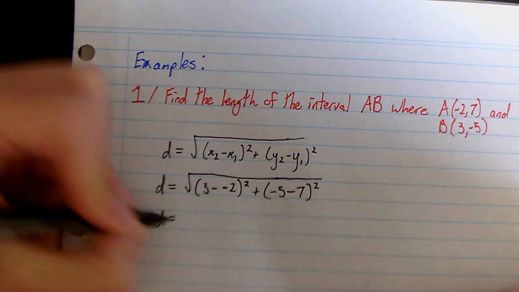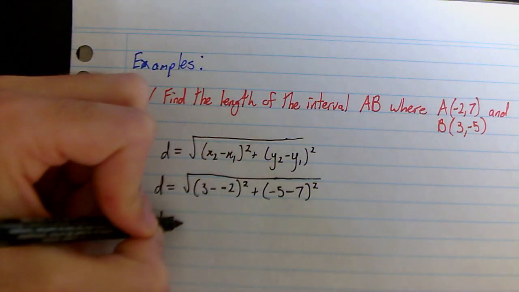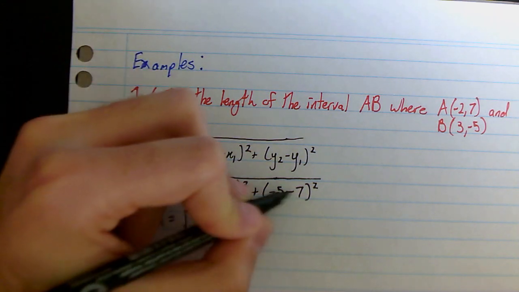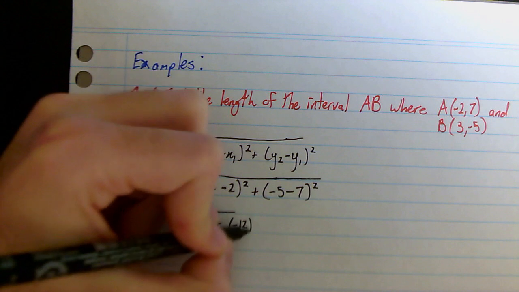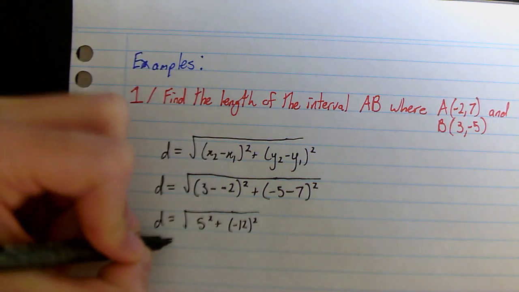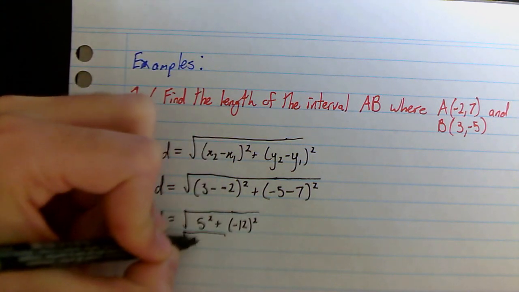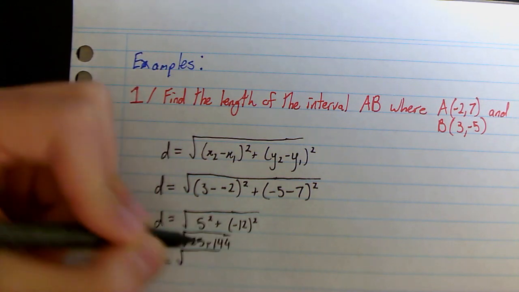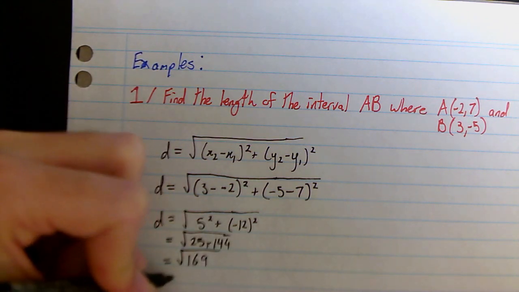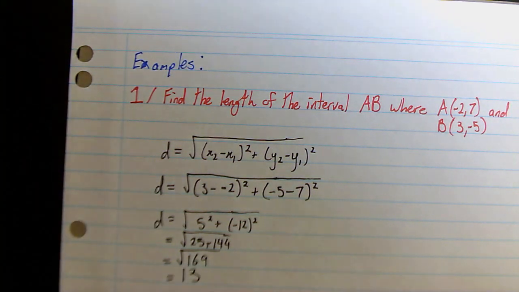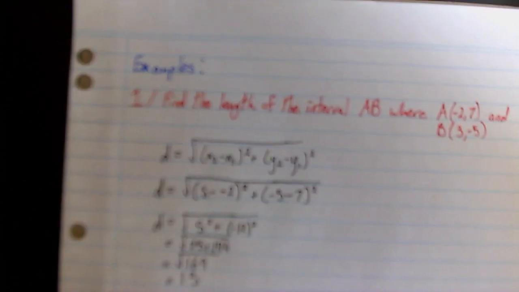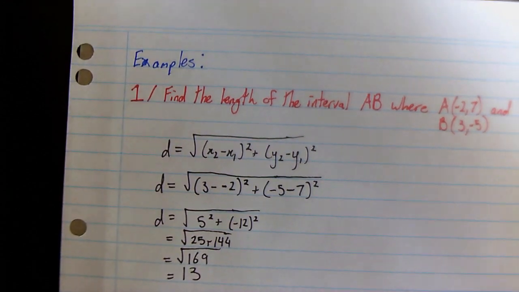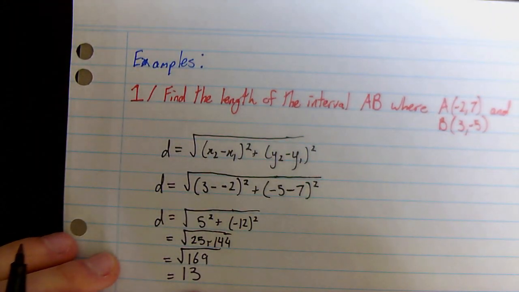So our distance is just equal to the root of 3 minus minus 2, which is 5 squared, plus negative 5 minus 7, which is negative 12 squared, and that gets us to the root of 25 plus 144, which gets us to the square root of 169, which is just equal to 13. So our distance between these 2 points A and B over here is 13. Okay?